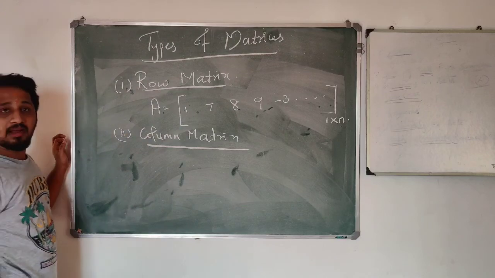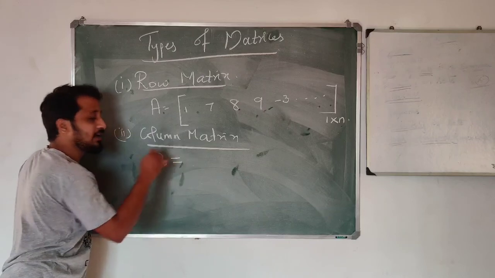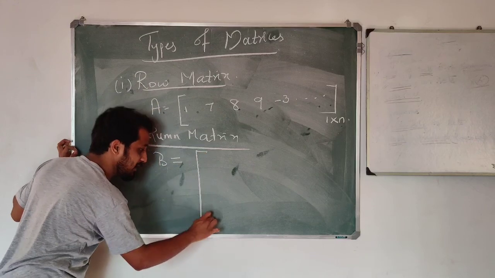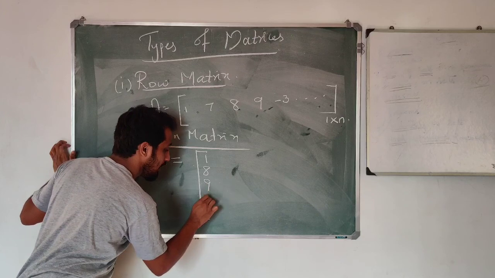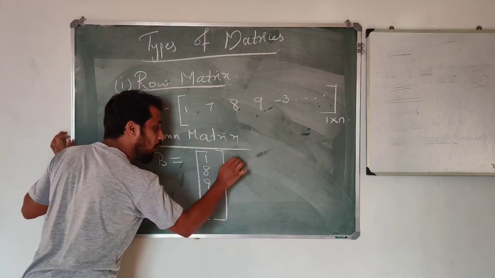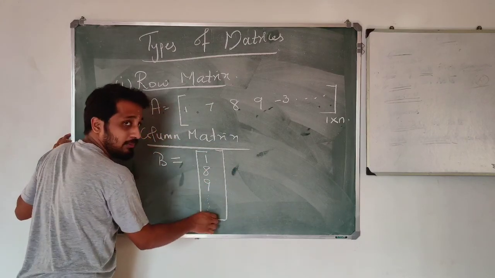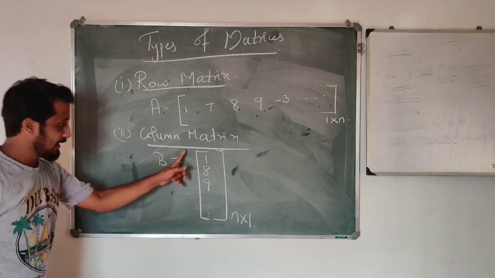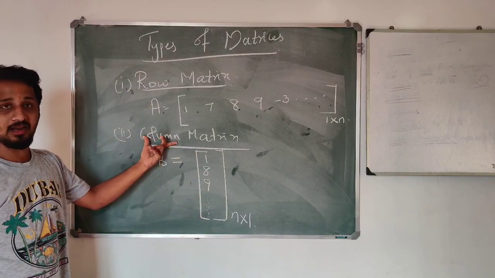Second matrix is column matrix. A matrix is said to be a column matrix if it has only one column and n number of rows. Such a matrix is known as a column matrix, for example 1, 8, 9, etc. Can you tell me the order of this matrix? One column, n number of rows, that means n cross 1, but only one column. Such a matrix is known as a column matrix.